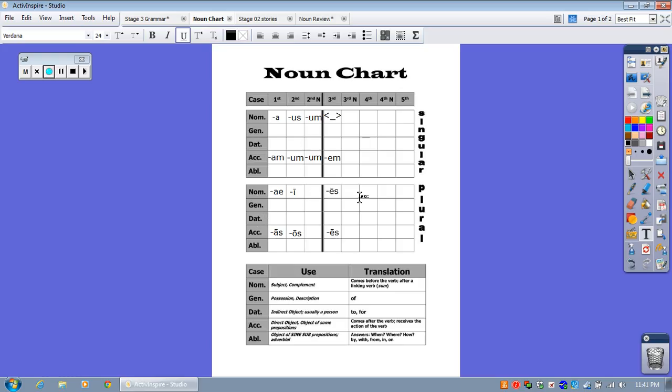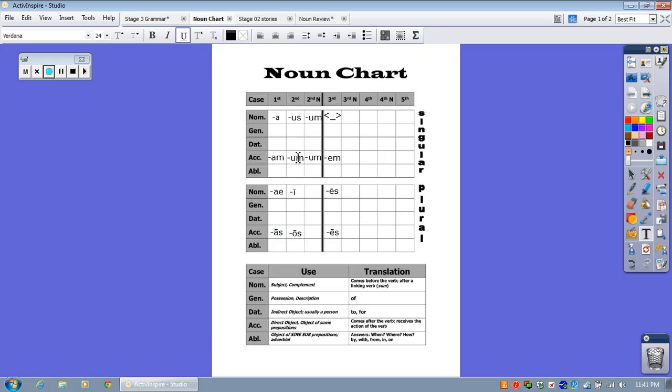So first declension, here are the first declension nominative and accusative singular endings, -a and -am, -a and -am. And then nominative plural, you have -ae, and that's pronounced, I know it's kind of confusing, -ai. And then accusative would be -as, -as. Second declension masculine. Remember, first declension nouns are feminine. Second declension nouns that end in -us in the nominative are masculine.